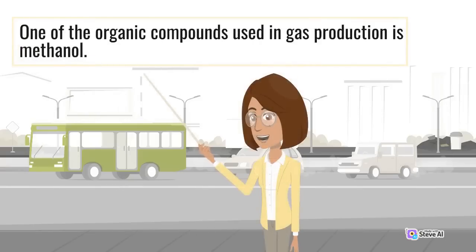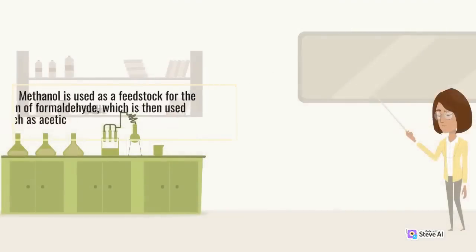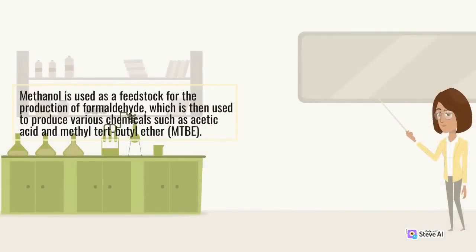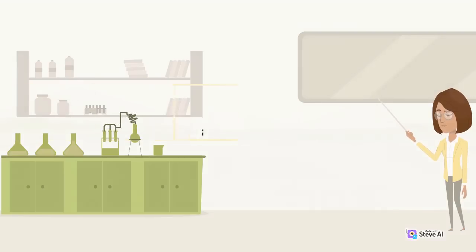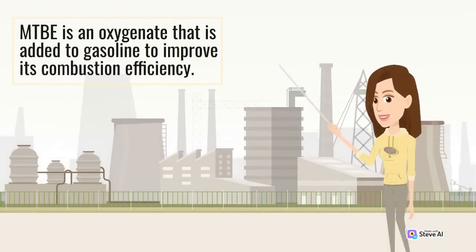One of the organic compounds used in gas production is methanol. Methanol is used as a feedstock for the production of formaldehyde, which is then used to produce various chemicals such as acetic acid and methyl tert-butyl ether, MTBE. MTBE is an oxygenate that is added to gasoline to improve its combustion efficiency.